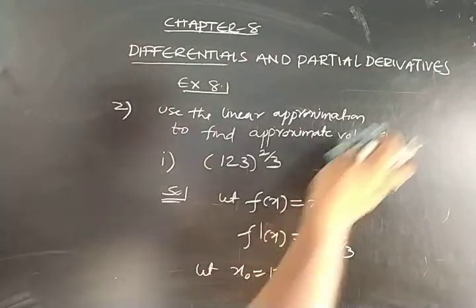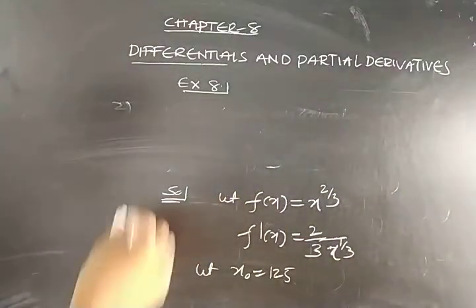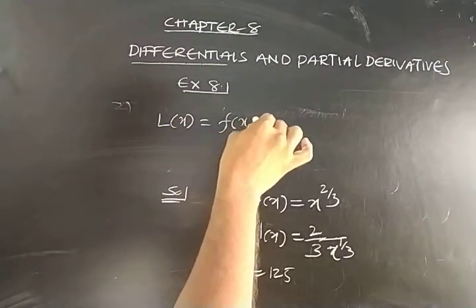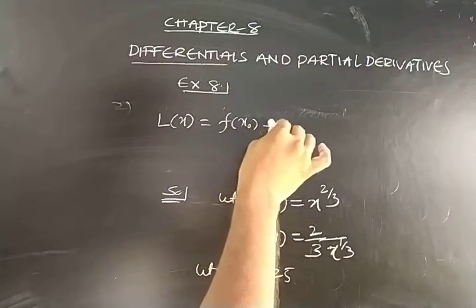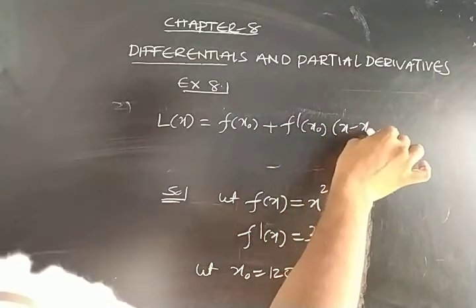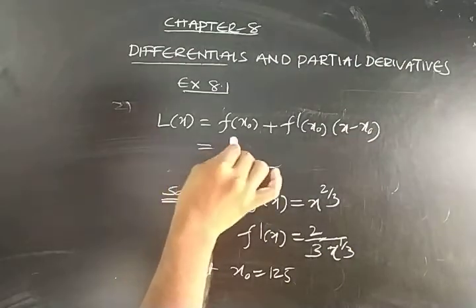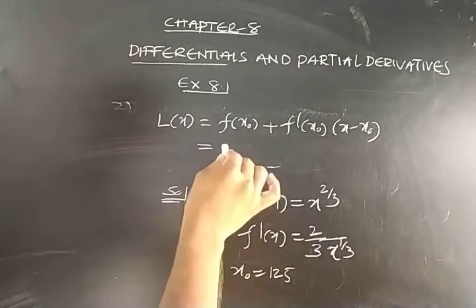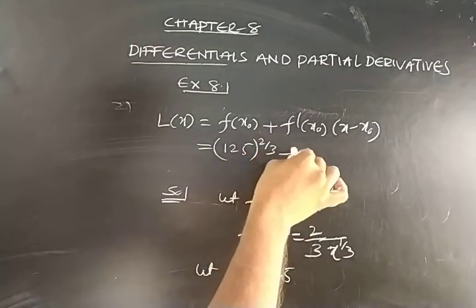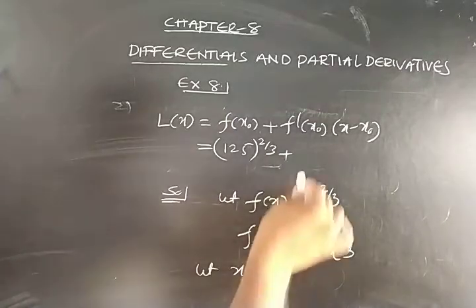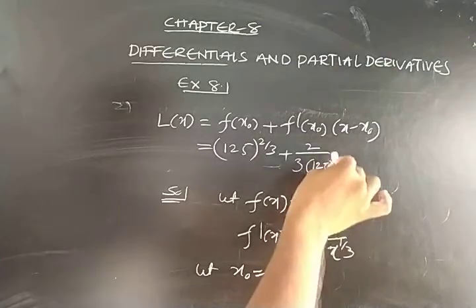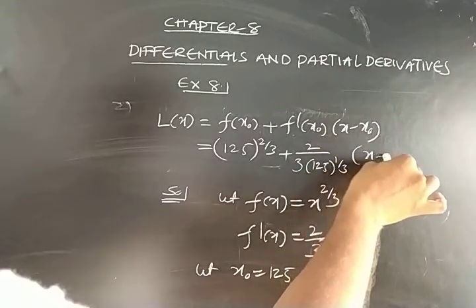Now I am finding the linear approximation. What is the linear approximation? L of x is equal to f of x naught plus f dash of x naught into x minus x naught. So f of x naught is 125, substituting 125 in the function, whole to the power of 2 by 3, plus f dash of x naught, in the derivative you have to substitute 125: 2 by 3 times 125 whole to the power of 1 by 3, into x minus x naught, which is 125.